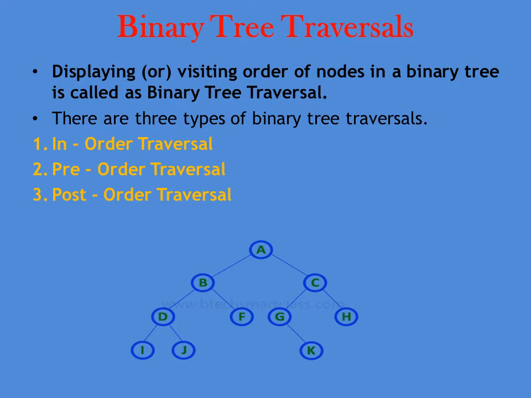Binary tree traversals. Displaying or visiting orders of nodes in a binary tree is called binary tree traversal. There are 3 types of binary tree traversals: in-order traversal, pre-order traversal, and post-order traversal.